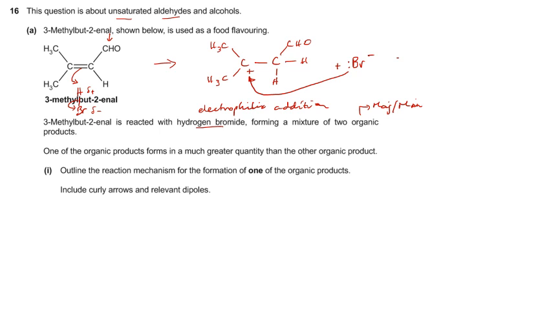Okay, and then we can write out the final product. So we've got a methyl group, another methyl group, and now we've got that bromine hanging off this carbon, and the rest of the molecule is the same as it was before, like so. So let's just read the question, make sure we've done all it's asked us to do. Outline the reaction mechanism for the formation of one of the organic products, which we have there. So I think that's good for, I think this question was 4 marks.